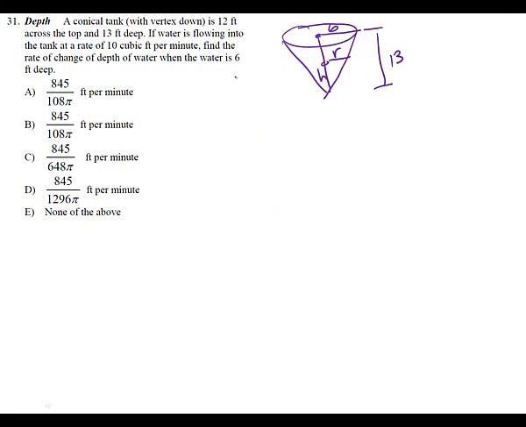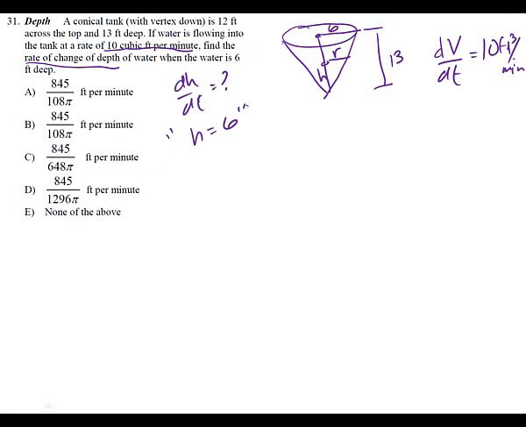It says we're flowing into the tank at 10 cubic feet per minute. That's related to dV/dt. It's 10 feet cubed per minute. Find the rate of change of the depth. The rate of change of the depth is dh/dt, which is what we're trying to find, when the water is 6 feet deep, so when our height at that moment is 6.